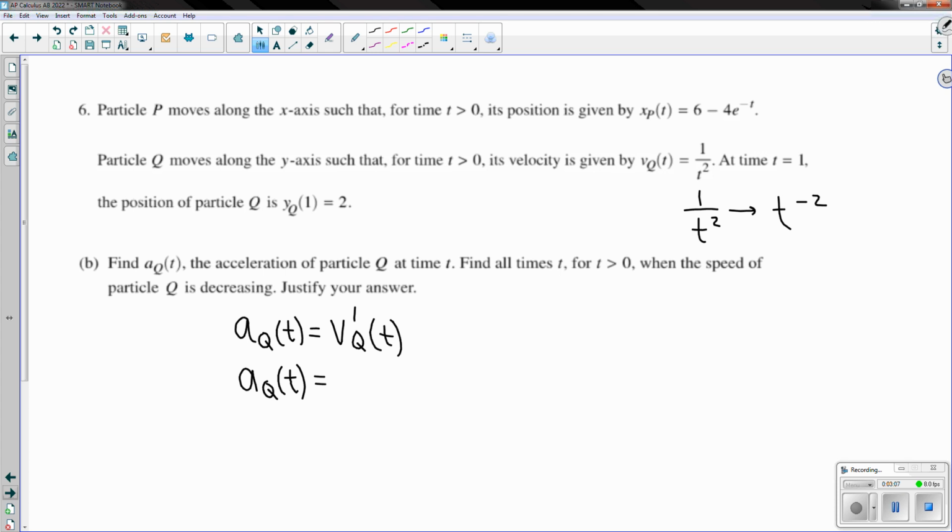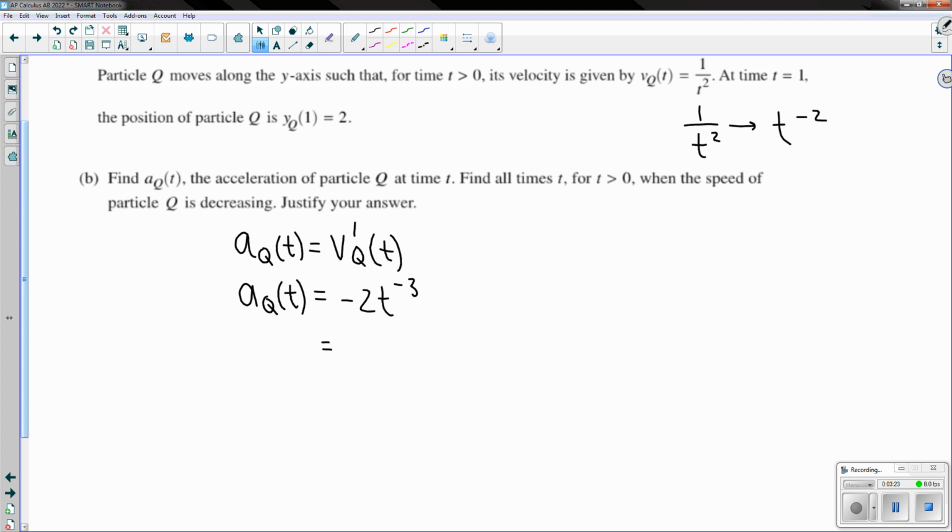So now that I have it as t to the negative 2, I can just use my power rule, multiply the leading coefficient constant by the current exponent. So negative 2 times 1 is negative 2. And then we subtract 1 from our exponent to get negative 3. If we want to reformat this to negative 2 over t to the third, there's our acceleration function. So part 1 of this question is now taken care of.